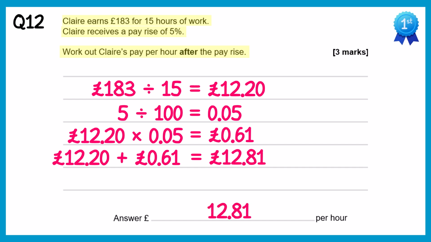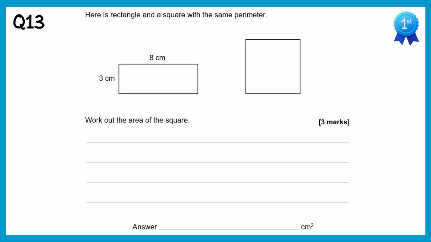answer to the question. In this question we have a rectangle and a square and we're told they have the same perimeter, and we're asked to work out the area of the square. Well, if we look at the rectangle first, we can calculate its perimeter.